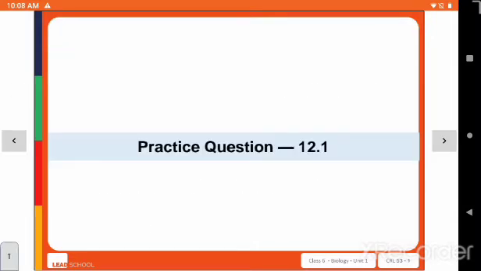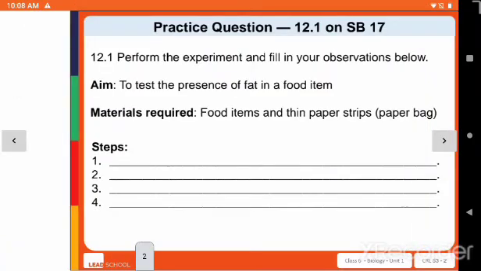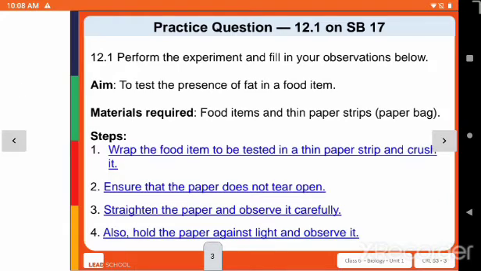Next practice question 12.1. Perform the experiment and fill in your observations below. Aim is to test the presence of fat in a food item. Materials are food items and thin paper strips. And the 4 steps. First step is wrap the food item to be tested in a thin paper strip and crush it. Second step is ensure that the paper doesn't tear open.